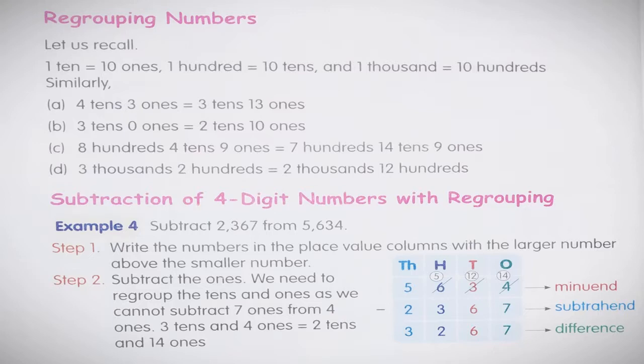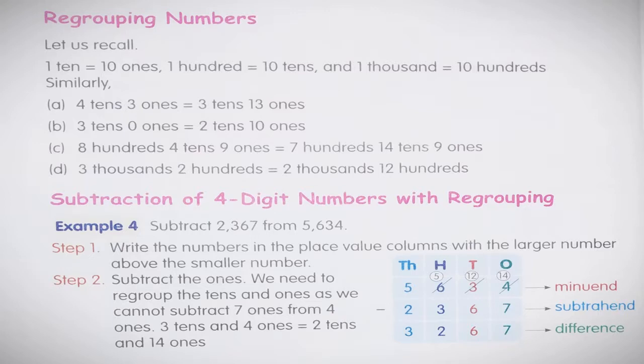Now we take one example. Subtract 2367 from 5634. Now we solve this step by step. Step 1. Write the numbers in the place value column with the larger number above the smaller number. सबसे पहले हम नंबर्स को कॉलम्स में अरेंज करेंगे, बड़े नंबर को ऊपर और स्मॉलर नंबर को नीचे. Step 2. Subtract the ones.